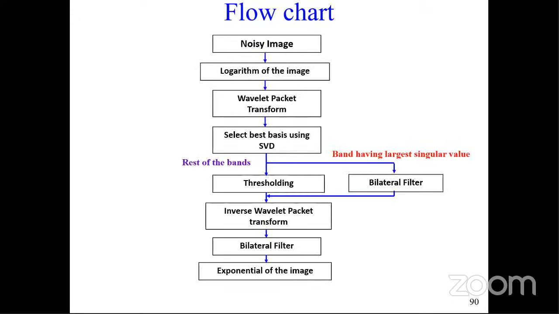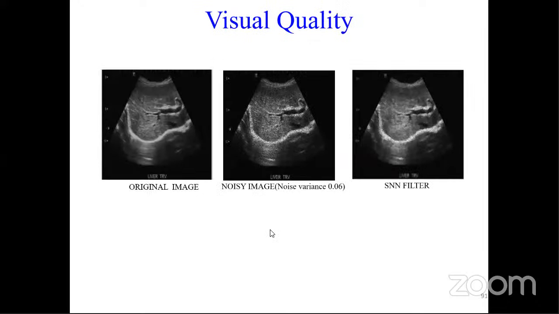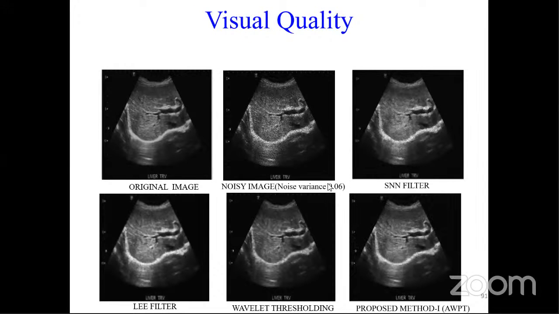This is the result of his work. He used the wavelet packet transform, then performed thresholding and then the inverse wavelet transform. This is the result we got for different sets of filters. You see here, this is the original noise-free image. This is a noisy image. If I apply SNN, that is symmetric nearest neighbor, then Lee, then wavelet, and then the proposed method, you can see that the noise is removed in this case.